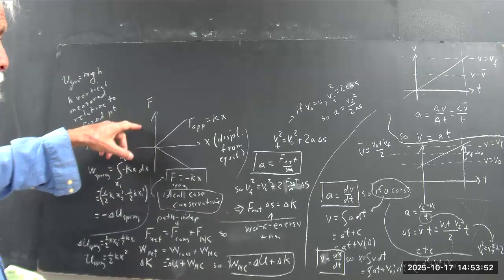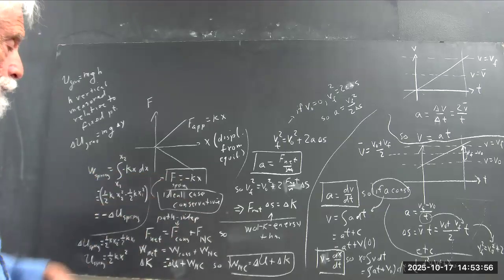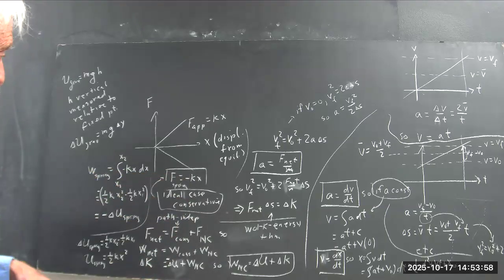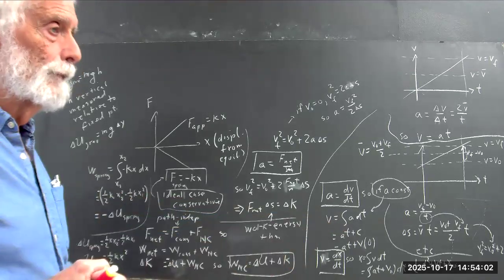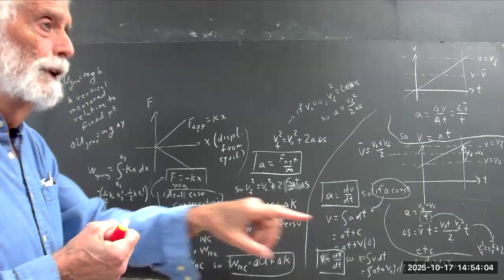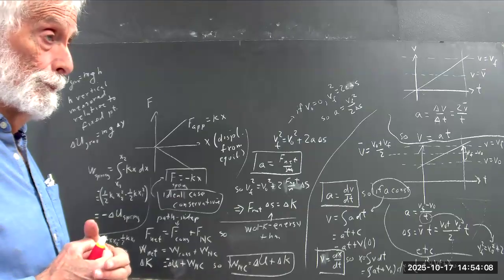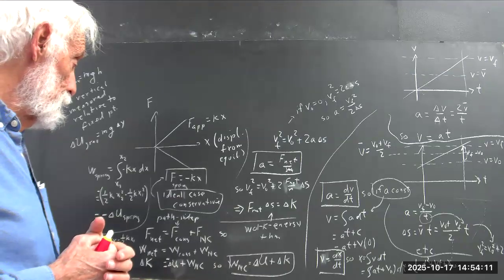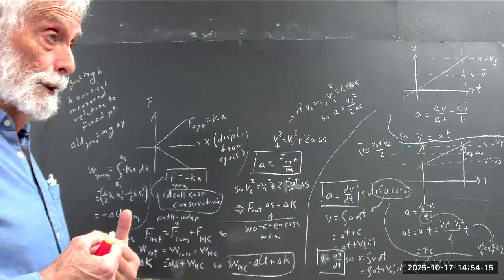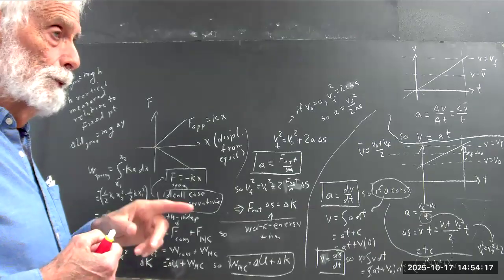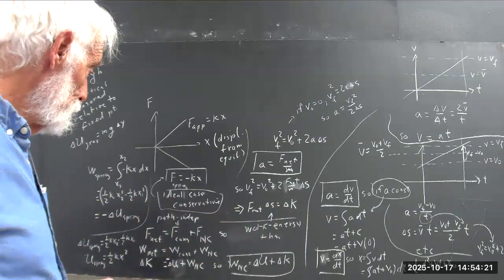For a spring, the force of the spring is negative kx on an ideal spring. You pull the spring out, and the spring exerts a force in the opposite direction. So you're doing negative work on the spring. And the spring is also doing negative work on you because it's pulling in this direction and it's moving in this direction.